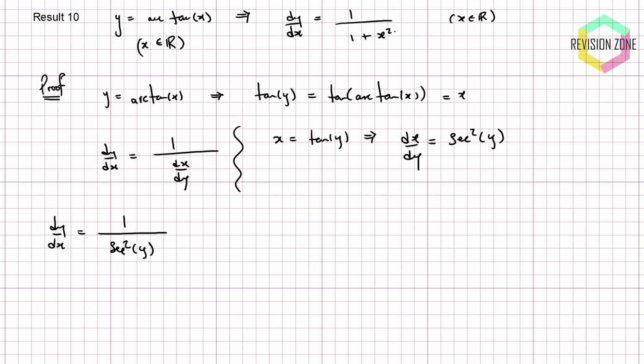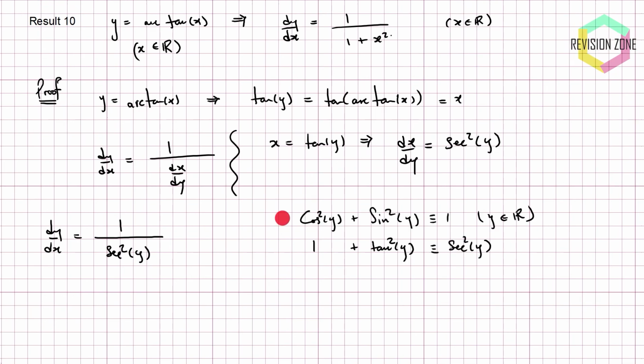Now, we're not quite happy leaving this in this form because we want to express the derivative as a function of x. So what we're going to say is cos squared y plus sine squared y equals 1, and we divide this statement by cos squared y to get 1 plus tan squared y equals sec squared y. So now we can go back and say 1 over sec squared y is just 1 over 1 plus tan squared y, but luckily we know what tan y is, it's just x. So that is 1 over 1 plus x squared, and we've been able to work out our derivative.